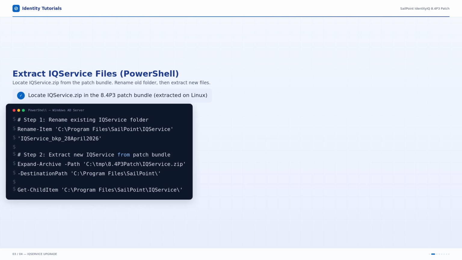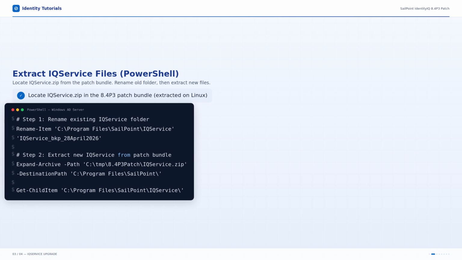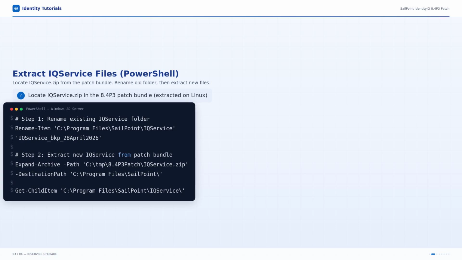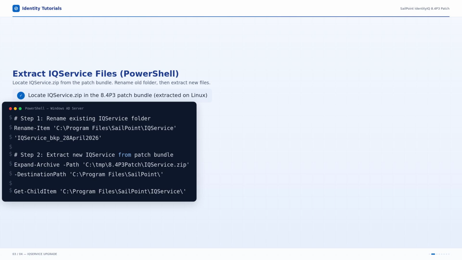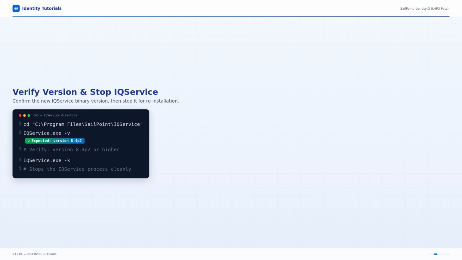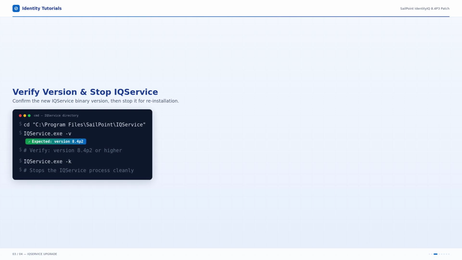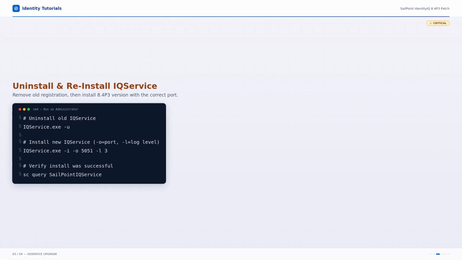Alternatively, download the P3 patch from the SailPoint community link, rename IdentityIQ 8.4P2 to a .zip extension, and use Expand-Archive in PowerShell to extract it. Verify the current version with IQService.exe -v and stop the service with IQService.exe -k.